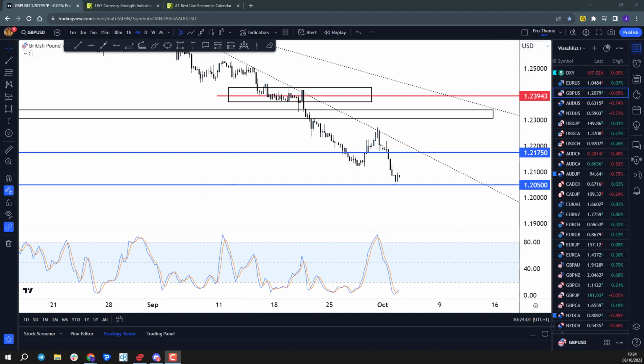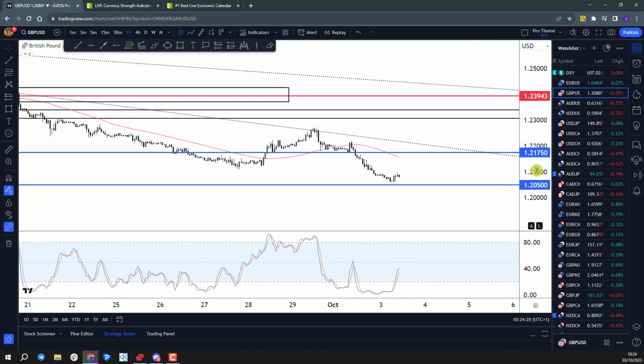Again, very similar here. I want to see some kind of pullback. Whether we get it or not is going to be a different question, but if we do get some kind of pullback, maybe back into that trend line resistance, the 1.2175 resistance, I wouldn't even mind seeing something like this on the stochastic. Then I would be looking for further downside.